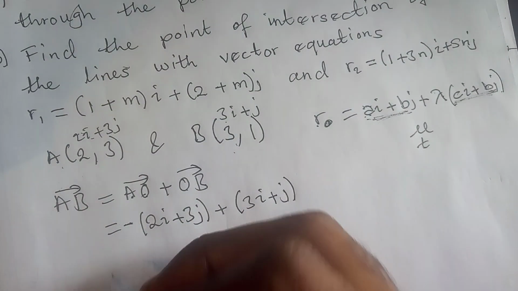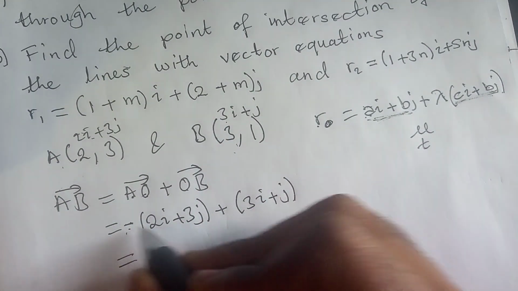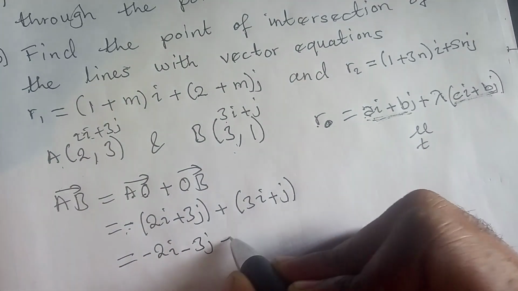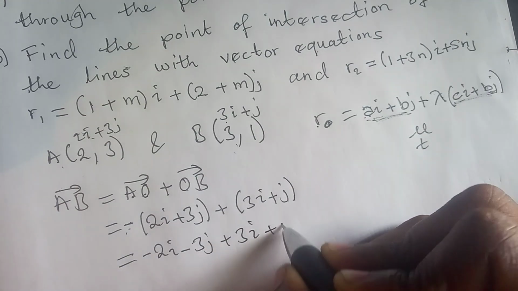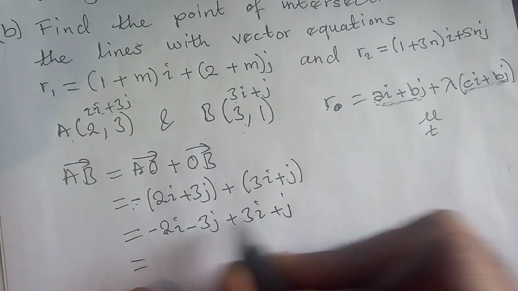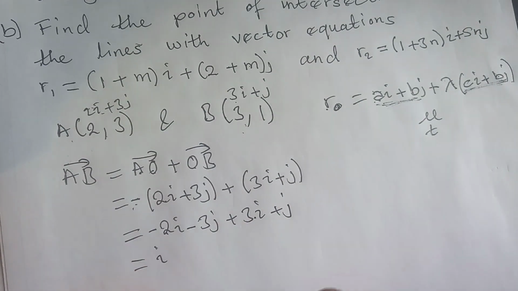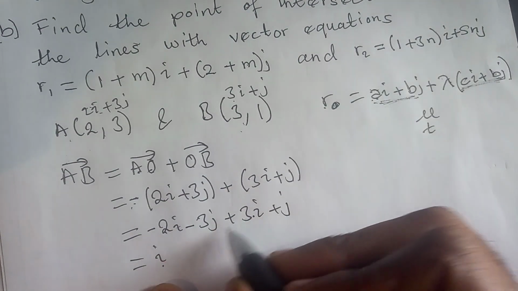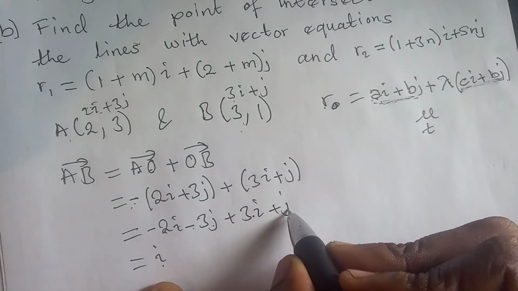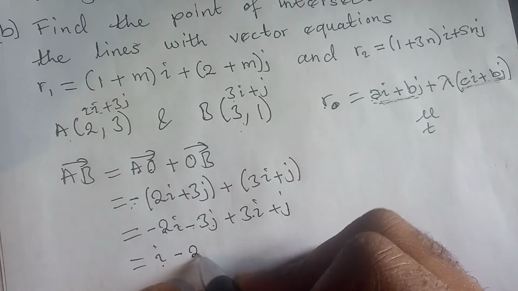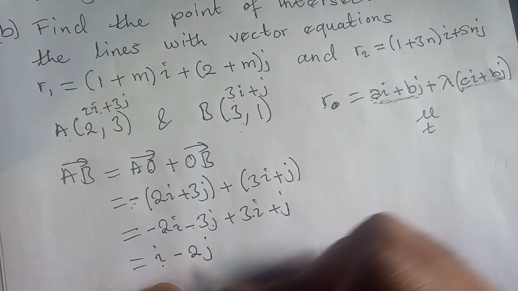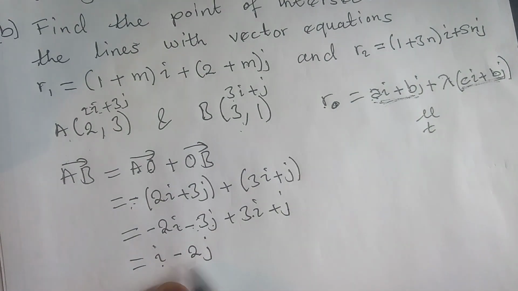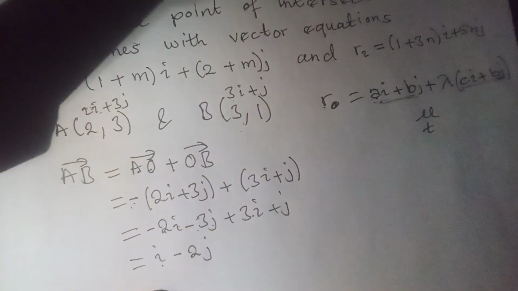Then we can simplify this. I'll expand and then collect the like terms. So this will go with this. So we have an i, because this is 3i minus 2i, and then negative 3j plus j, this one will be negative 2j, like this. So this is the direction vector we are looking for.